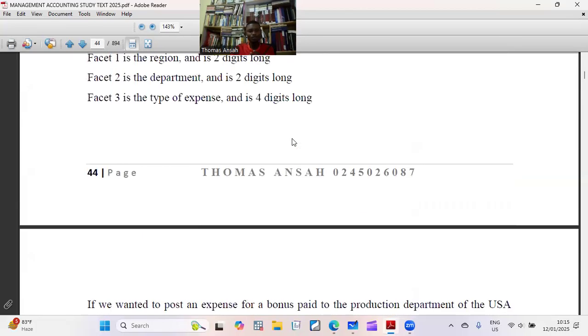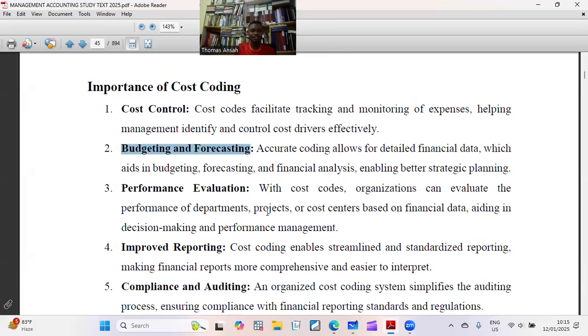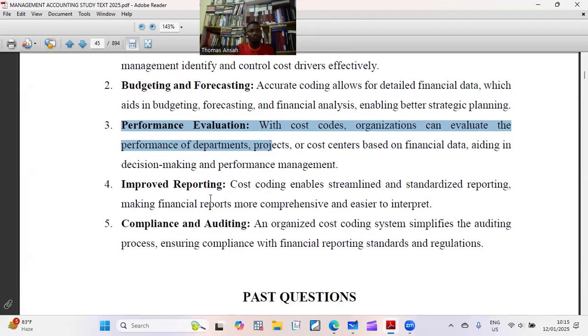But what you need to know is the importance of coding and the features of a good coding system. It's for cost control. It's for budgeting and forecasting, so that you'll be able to track your expense budget and get detailed financial information. We can also use it for performance evaluation, because we can bring out the cost from its financial data. As we are making decisions, we can see how things are going. We can appraise ourselves.